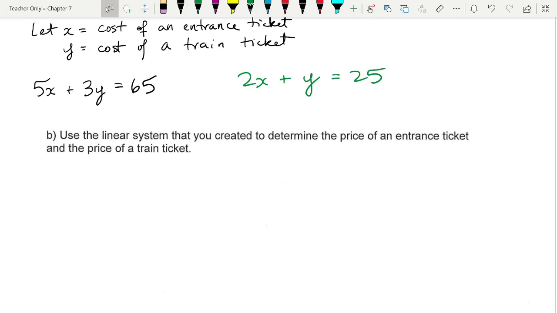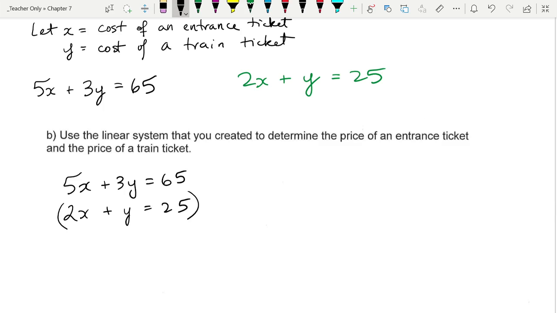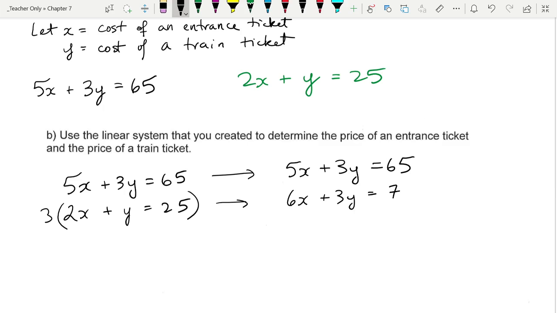I'll use elimination. I'll times this equation here by 3. So here, I'll write them down again. So I have this equation, and I have this equation. And I'm going to times this equation by 3. Giving me, this one stays the same. I'm not gonna mess with that one. But this equation now is going to be 6x plus 3y equals 75.